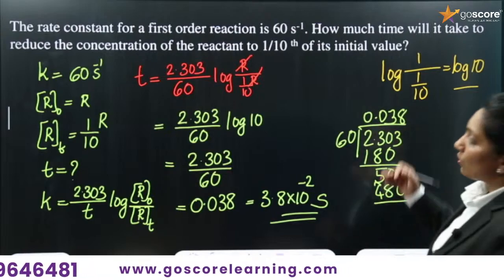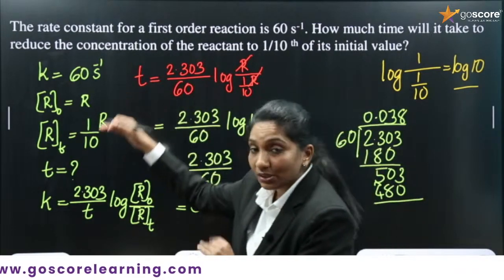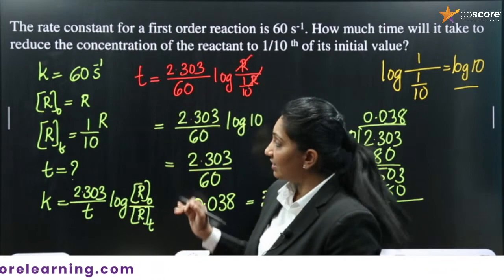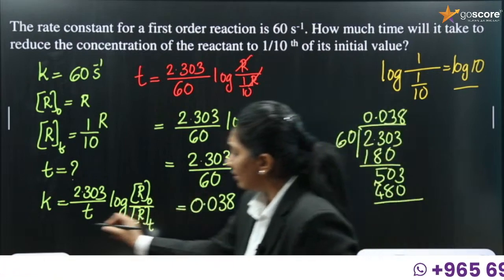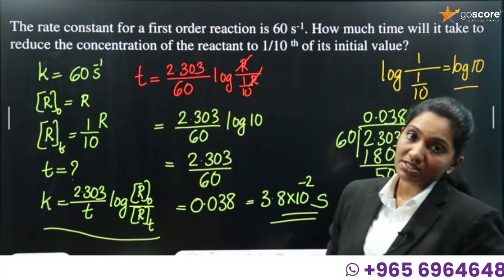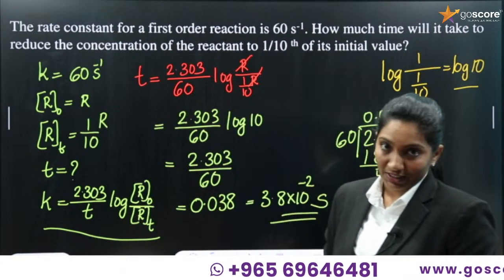seconds. Okay, so for this kind of questions, the only thing you should know is, here we are taking the 1 by 10th of the initial reactant, so it should be 1 by 10 R. So if you know the equation for first order reaction, simply by substituting we can do the calculation.